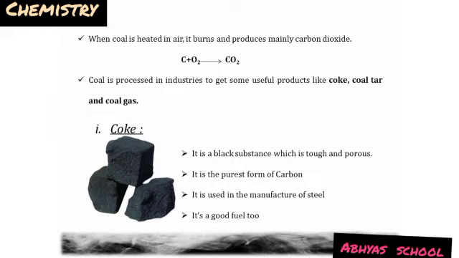The first one is coke. It is a black substance which is tough and porous. When powdered coal is heated in the distillation process, the substance which is left after heating is known as coke, and it is the purest form of carbon. That is, it contains 98% of carbon. It is used in the manufacture of steel and it is a good fuel too.